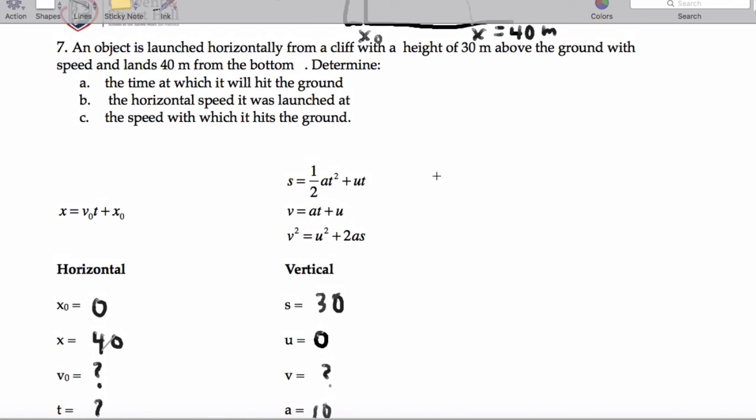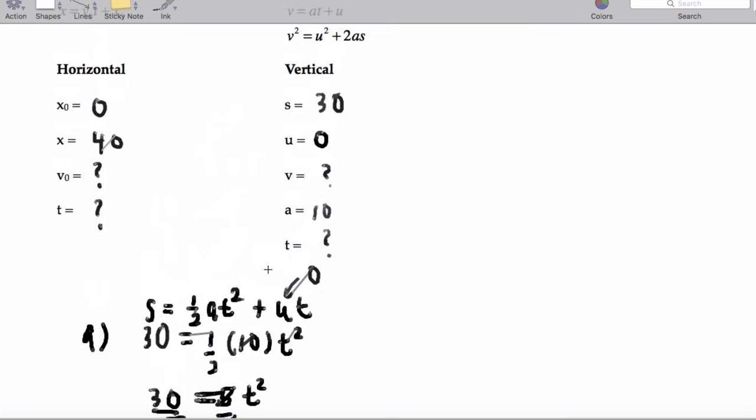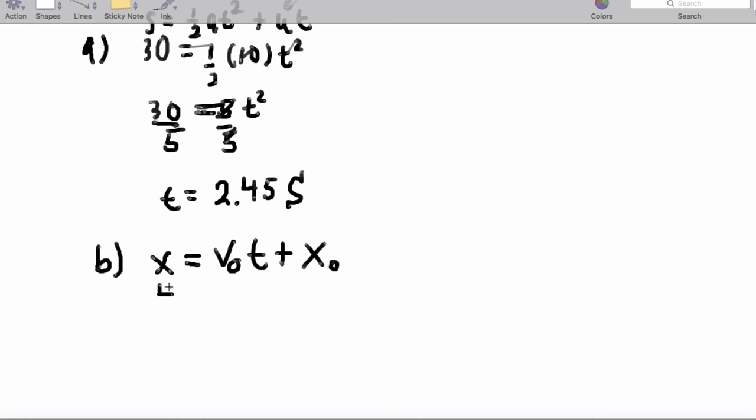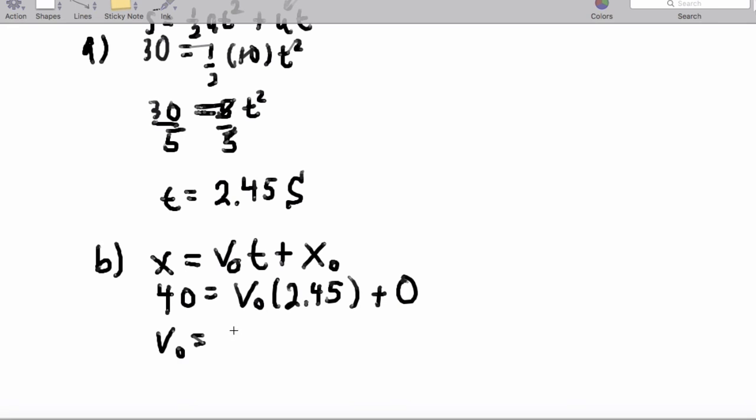Part B says the horizontal speed it was launched at. The horizontal speed it was launched at, well, we know that x equals v naught t plus x naught. So we have 40 equals our unknown v naught times 2.45 plus 0. So we're going to end up solving for v naught. And that's going to give us about 16.3 meters per second.